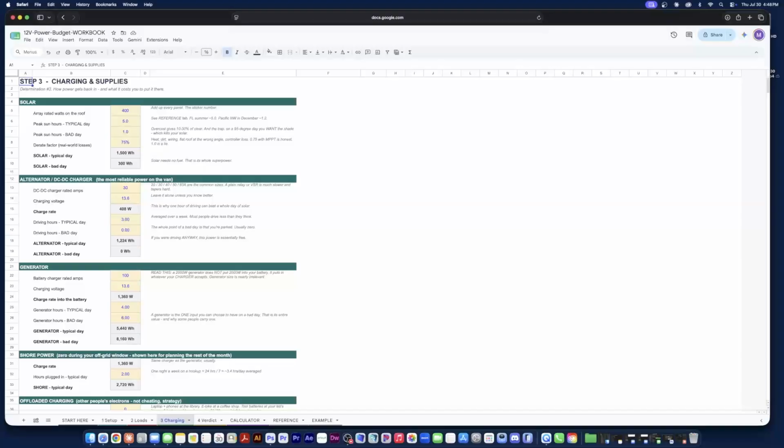Now, when you go to the next one, the next tab deals with charging. And everybody's going to be different here too. So that's why this sheet, this little tool, is handy: you put in your own numbers. It tells you what you need, not what somebody else tells you what you need. I plan on having 400 watts of solar. Peak sun hours, about 5 hours. Here in Florida, I'll probably get a little more than that. Some of the areas I might be in, I might get a little less.